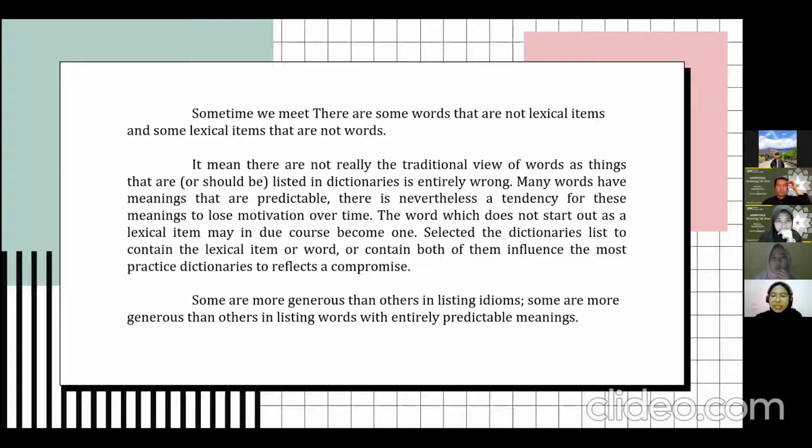Whether dictionaries list lexical items, words, or both influences the most practical dictionary to reflect a compromise. Some are more generous than others in listing idioms. Some are more generous than others in listing words with entirely predictable meanings.